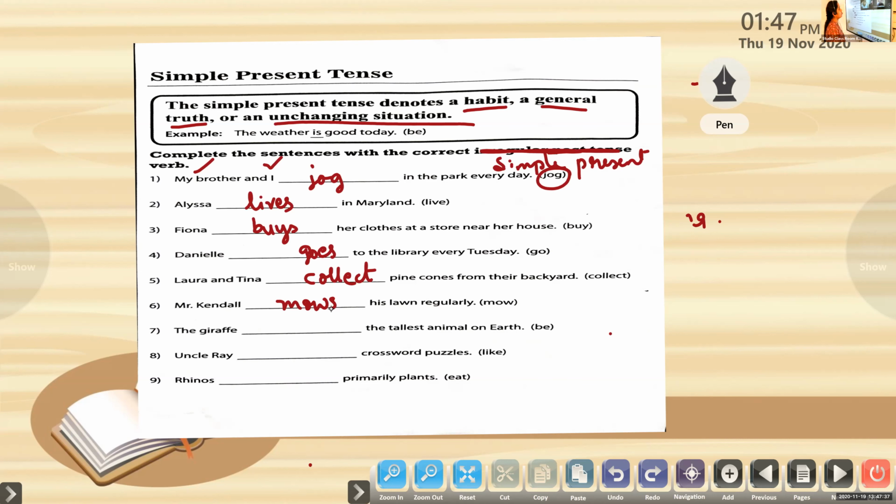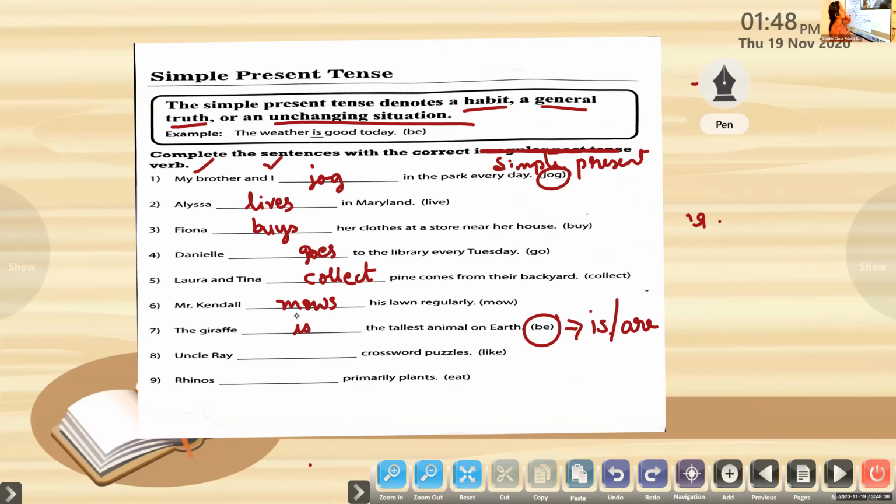Okay. Now, the seventh one, the giraffe. Daksh, can you hear me? The giraffe dash the tallest animal on the earth. You have to tell me the form of be. We have learned be forms when we learned helping verbs, remember? So which form of be should be used? Is or are? The giraffe is. Okay.